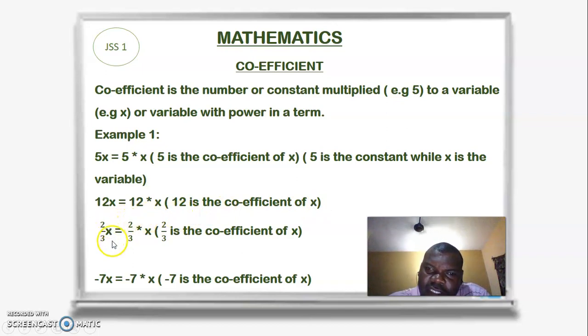2 over 3x is equal to 2 over 3 times x. Therefore, 2 over 3 is the coefficient of x. Minus 7x is equal to minus 7 times x. Therefore, minus 7 is the coefficient of x.